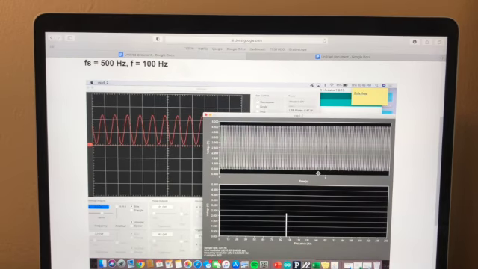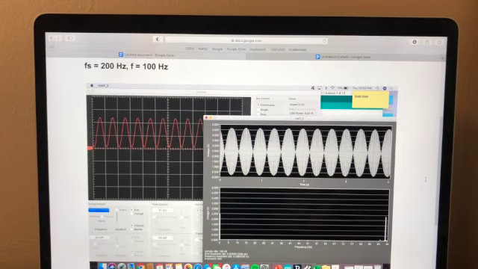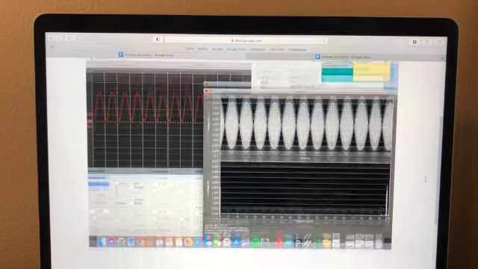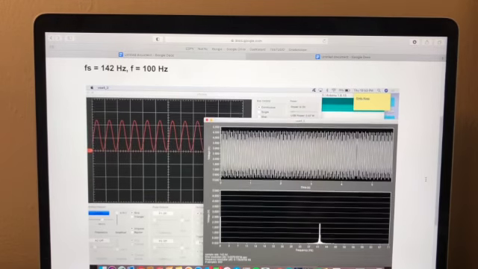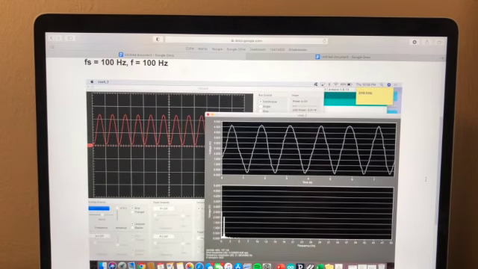Now I set the frequency to 100 Hz in the end scope. For the 500 Hz sampling frequency, you can see that there's no aliasing as the peak is right around 100 Hz. The same can be said for the 200 Hz sampling frequency. We see that peak around 100 Hz as well. For the 142 Hz sampling frequency, we do see aliasing as the peak is around 42 Hz. Similarly, the 100 Hz sampling frequency has aliasing as well, and that peak is around 1 Hz.